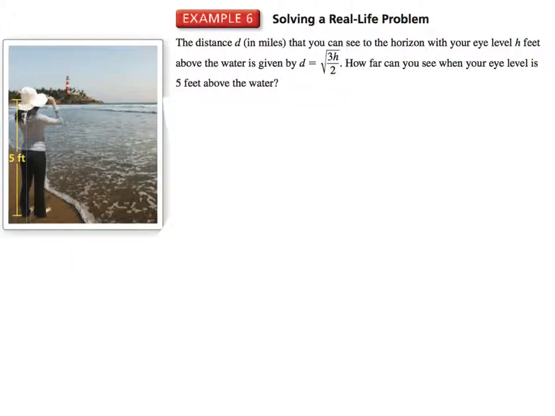Two more examples left. Example 6. The distance d in miles that you can see in the horizon with your eye level h feet above the water is given to you by that formula. How far can you see when your eye level is 5 feet above the water? H stands for the feet above the water, so I plug it in. D equals the square root of 3 times 5 divided by 2.